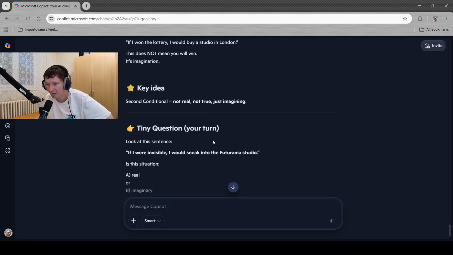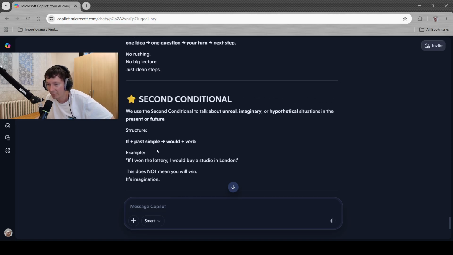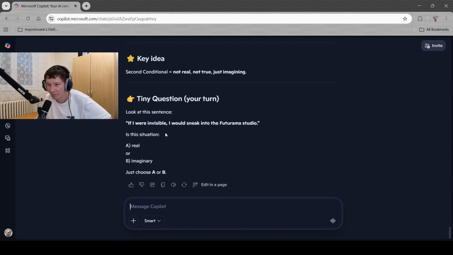Tiny question, your turn. Look at this sentence. If I were invisible, I would sneak into the future studio. People, we have to revise the structure of the second conditional, because we know that the second conditional is about unreal, imaginary, or hypothetical situations in the present or future. But the structure is, let's revise it: if plus past simple, would plus verb. This is easy. And we can continue. Okay, is this situation real or imaginary? It, of course, is B.